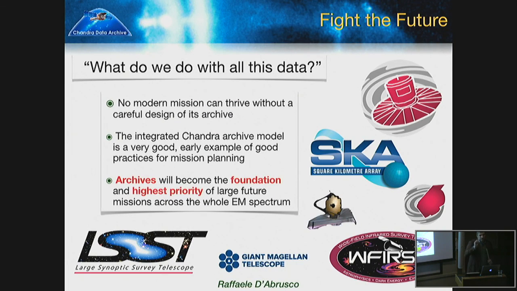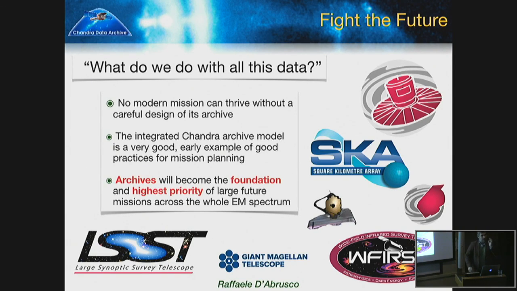So the question is how we should answer the very simple question: what do we do with all this data? And of course, in no particular order, I'm thinking about the LSST, the Giant Magellan Telescope, WFIRST, James Webb, Gaia, Euclid and SKA. Every single archive facility has its own specific kind of answer to this question. But the idea is that very soon the archive, every archive, will become the heart of every observational facility.